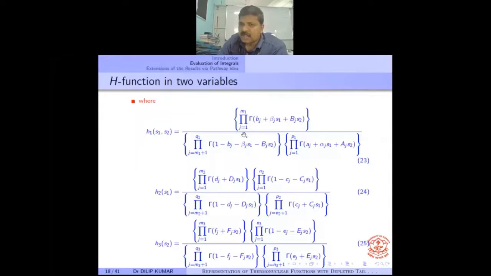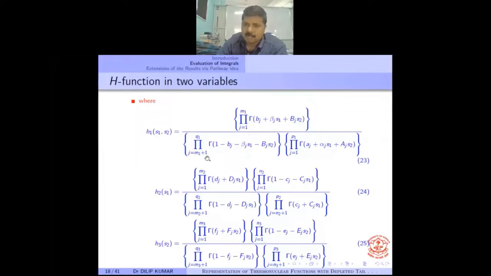Here these are the product of negative gammas in the denominator. These are the product of positive gammas in the denominator. Here the product of negative gammas in the numerator is missing. So there are no negative gammas in the numerator because we need only this type of an h function. So that is why we have considered this. Here there are no negative gammas in the numerator, so we will be taking this type of an h1, s1, s2.